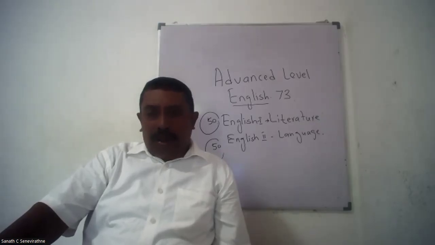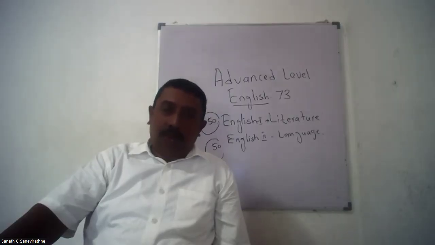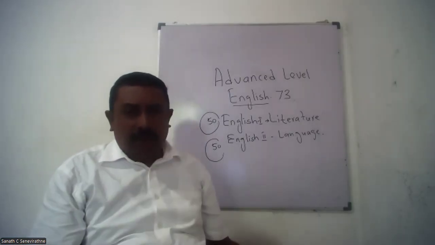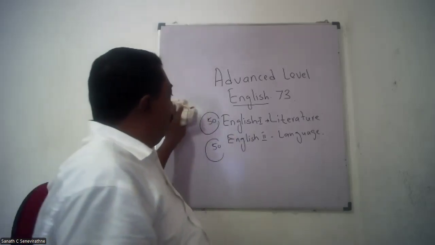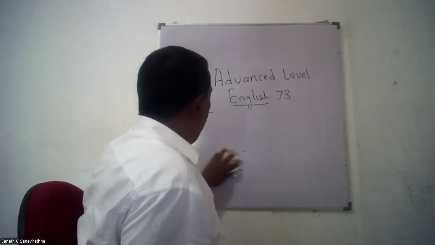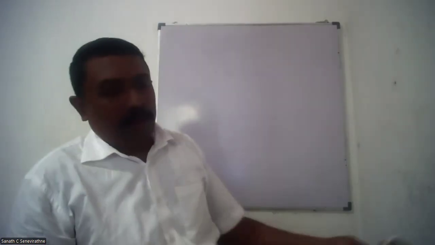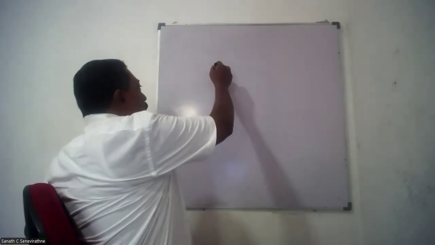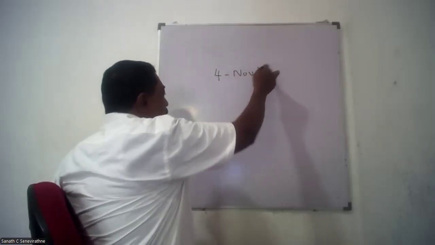Subject number 73. There are 4 novels for you in literature. Language means essays, precis writing, summary writing, comprehension, poem analysis like that. There are 4 novels for your syllabus. You have to do 2 novels, right?